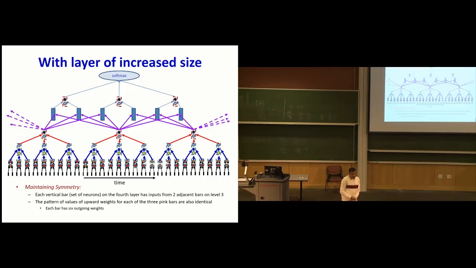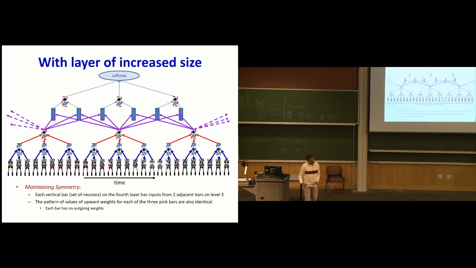Now, this figure has some symmetry. And what is the symmetry over here? When I draw it like this, every bar in the fourth layer is identical to every other bar in the fourth layer, which means every bar gets inputs from the same arrangement of inputs in the lower layer. In this particular example, every bar in the fourth layer is getting inputs from two adjacent bars in the lower layer, in the third layer. So there's that level of symmetry.